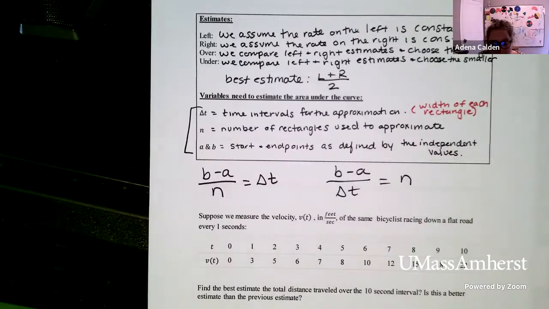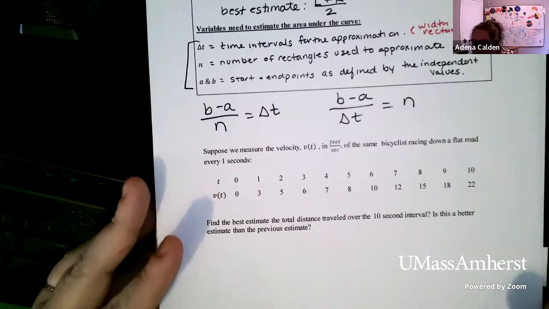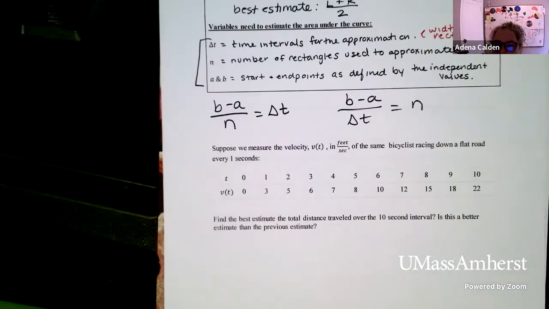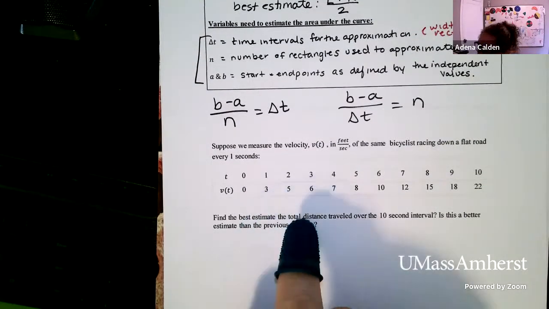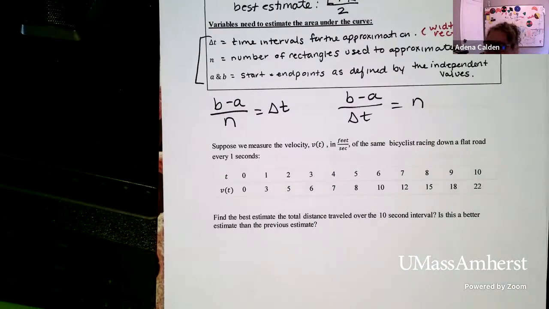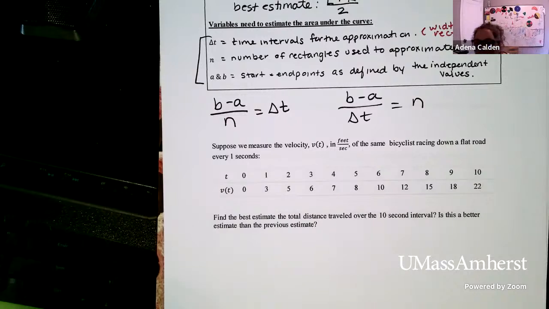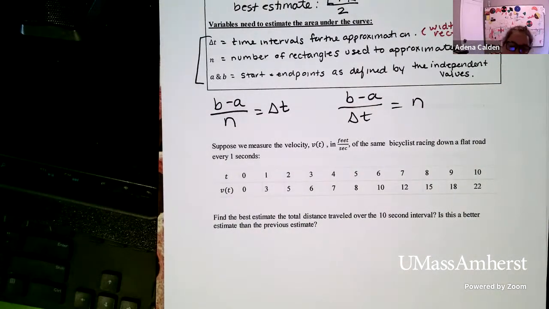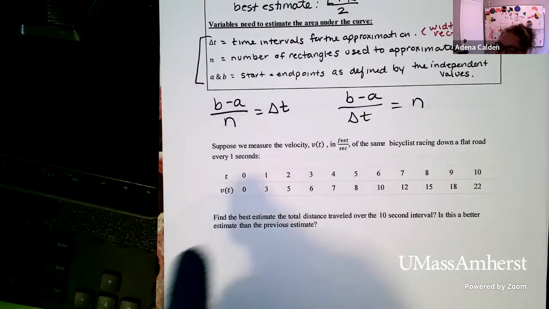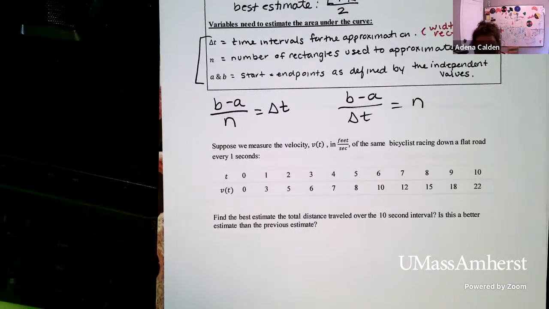Okay, so thinking about all of this together, suppose now that we are still in the same bicyclist race, but we find out that when we were measuring our data, we also had the speed for what was happening at 1, 3, 5, 7, and 9. The values at the even numbers are the same as the example we did before, but now we're adding in more information. So what we want to do now is use this table to find the best estimate for the total distance traveled over this 10-second interval.